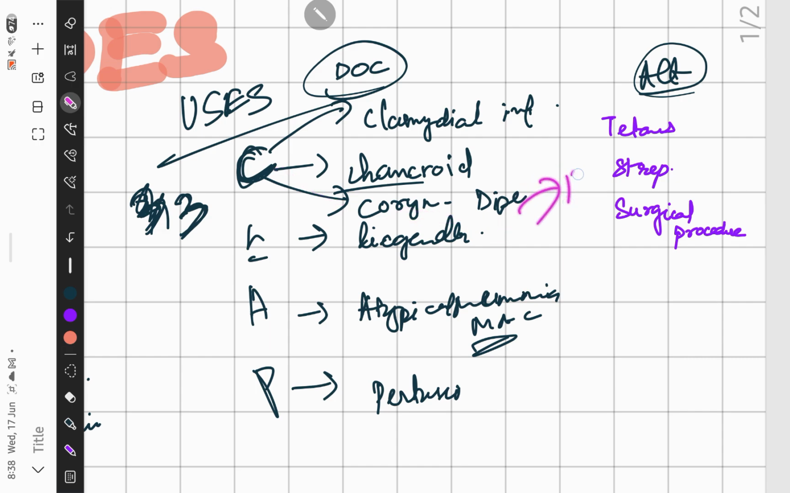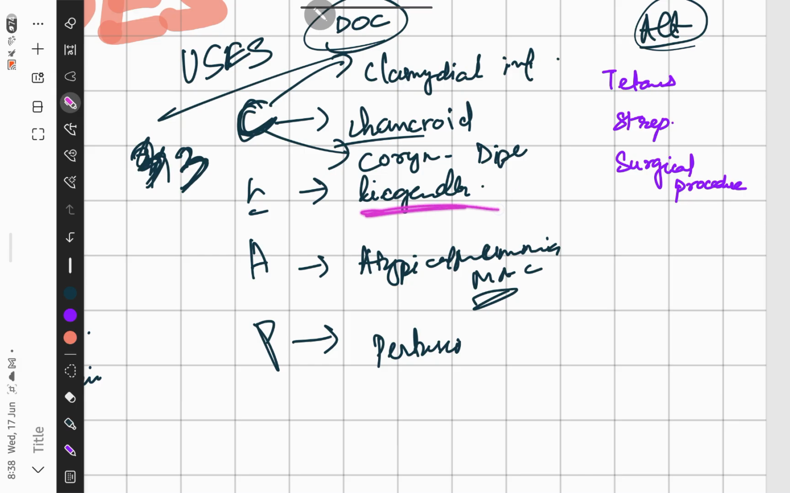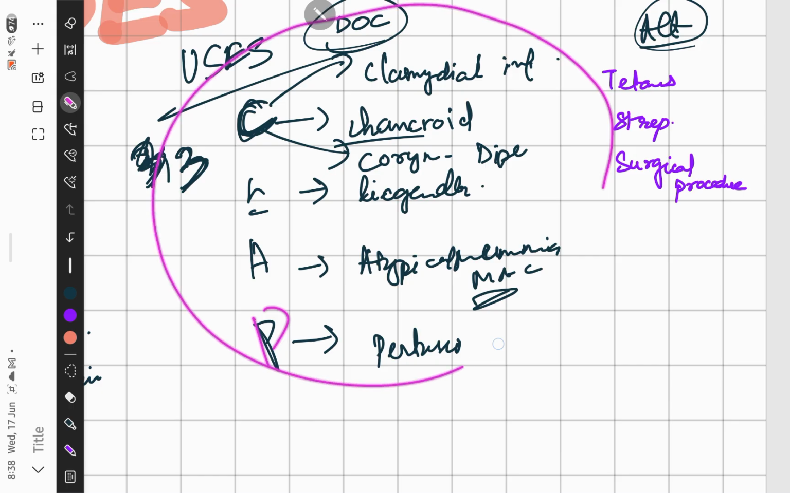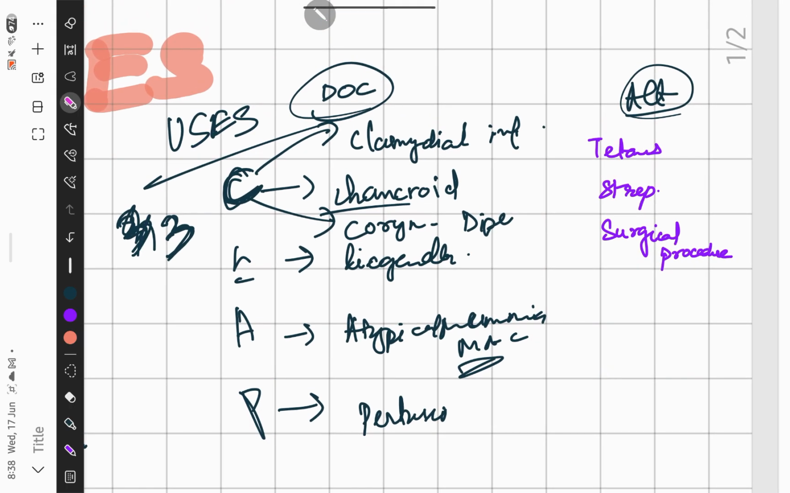Here it is used for both prophylaxis and treatment. L is for Legionella, A is for atypical pneumonia caused by Mycobacterium avium complex, P is for pertussis. So these are the uses for which it is used as a drug of choice.